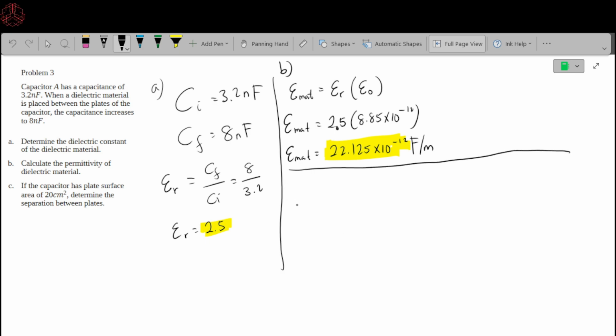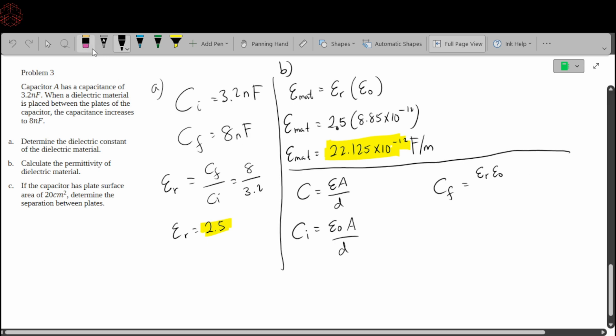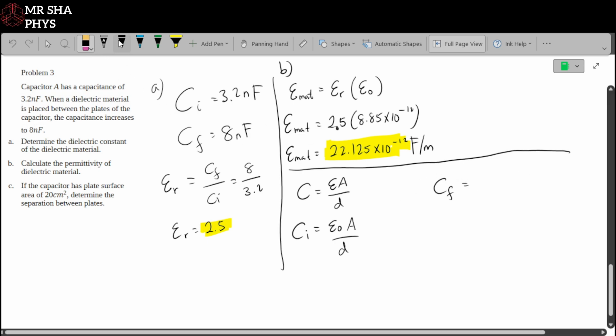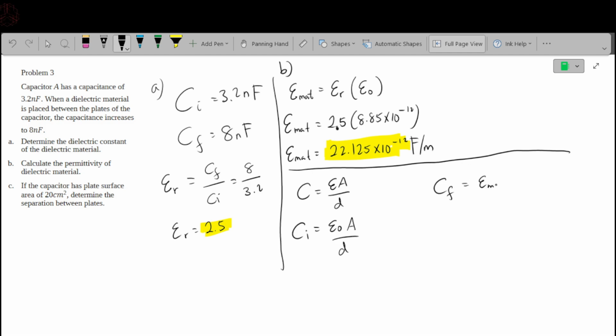You can use C equals 3.2. So let's just write down the actual equation. You have C equals epsilon A over D. So there's two ways of going about it. You can use Ci. Okay, then your epsilon will be epsilon naught A over D. Or you can use Cf, but then this one would be epsilon R, epsilon naught. Okay, or more specifically, I can just use the epsilon material. Yep, there we go. And then A over D.